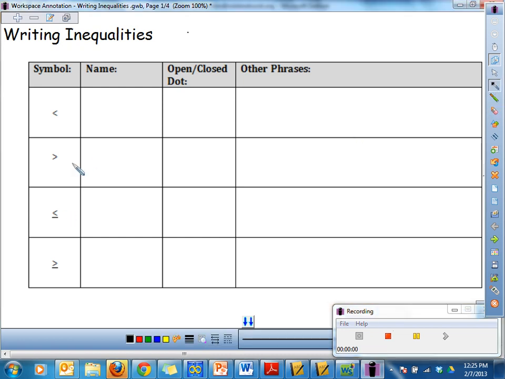Alright, today we're going to talk about writing inequalities. So writing inequalities means how can we take something that's in words and change it so that it is in symbols and numbers. So we're first going to go over all different kinds of symbols that you might see.